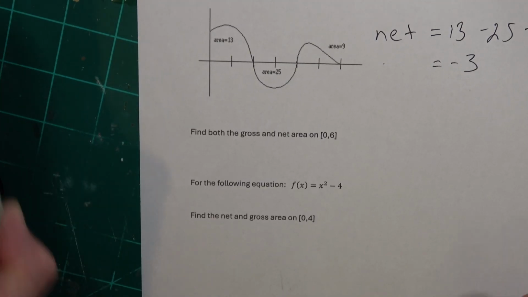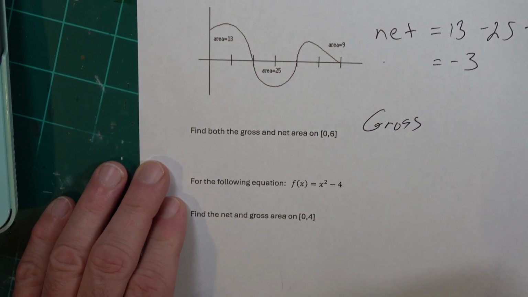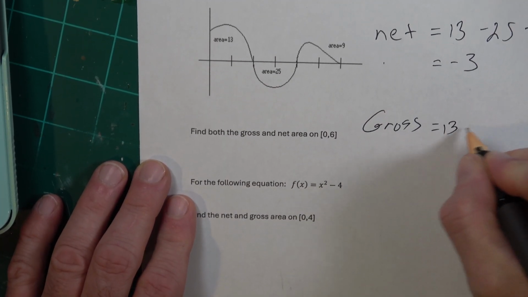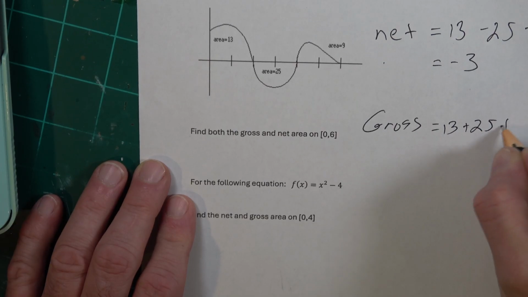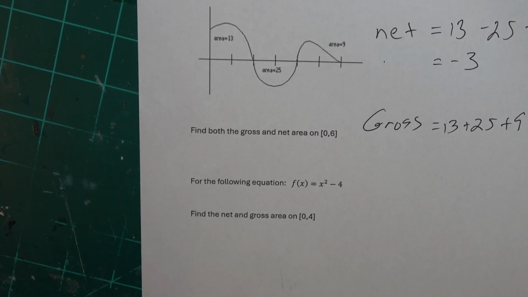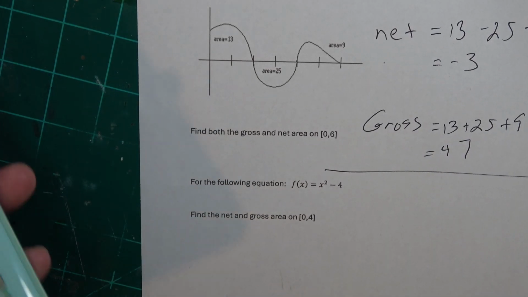Okay? Now, if I'm doing gross area, what I want to do for gross area is everything has to be positive. So that'd be 13 plus 25 plus 9, okay? Which is going to give me a different answer. That gives me 47, okay? Now what do you do if they give us an equation?